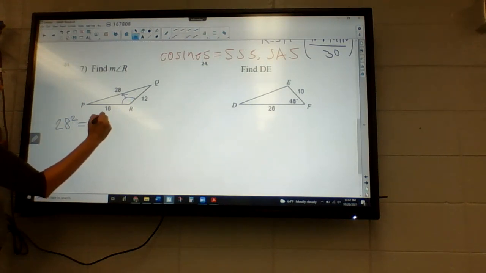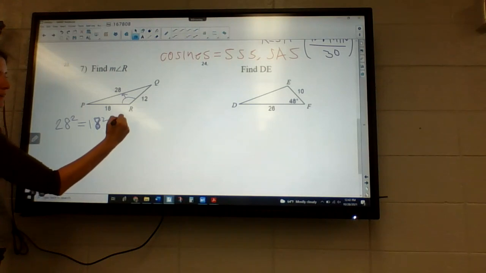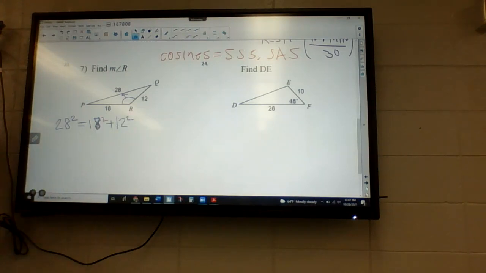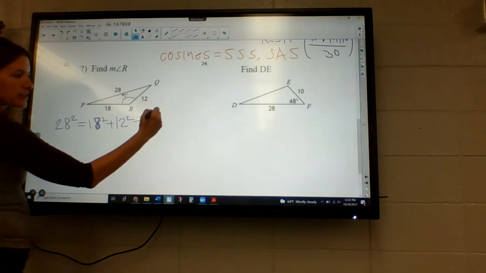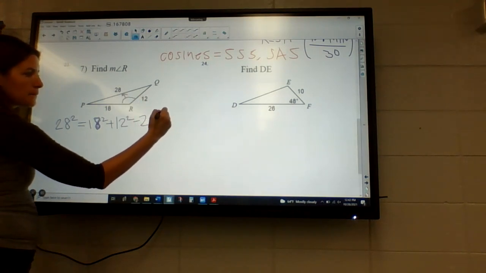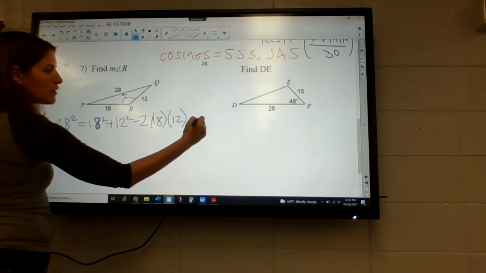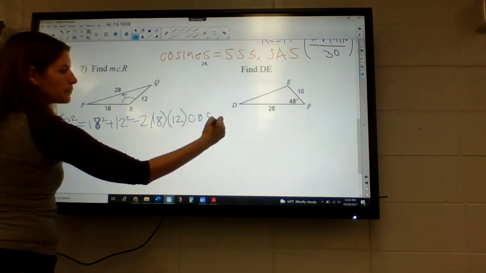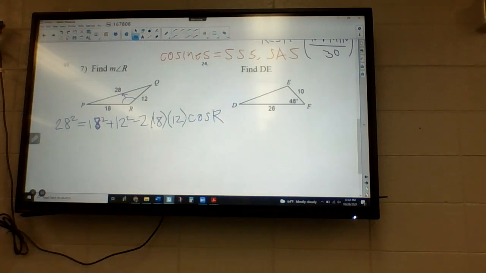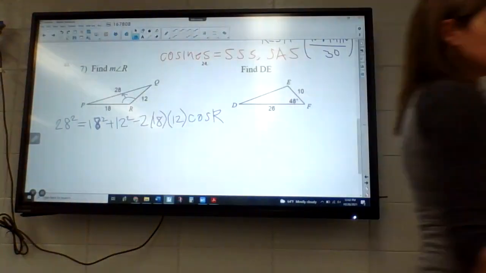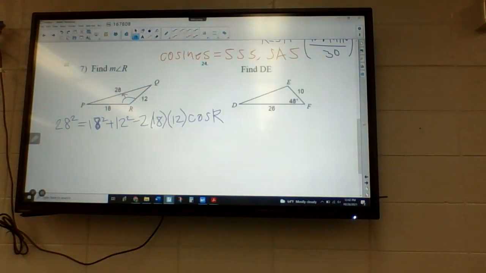And again, this big formula you should have written down somewhere. Minus 2 times those two other sides again, and then cosine of angle R. Now again, this one's really easy to make mistakes. If you try to put the whole right side in your calculator, it'll be a big mess. So don't do that. This one you have to do in little chunks.